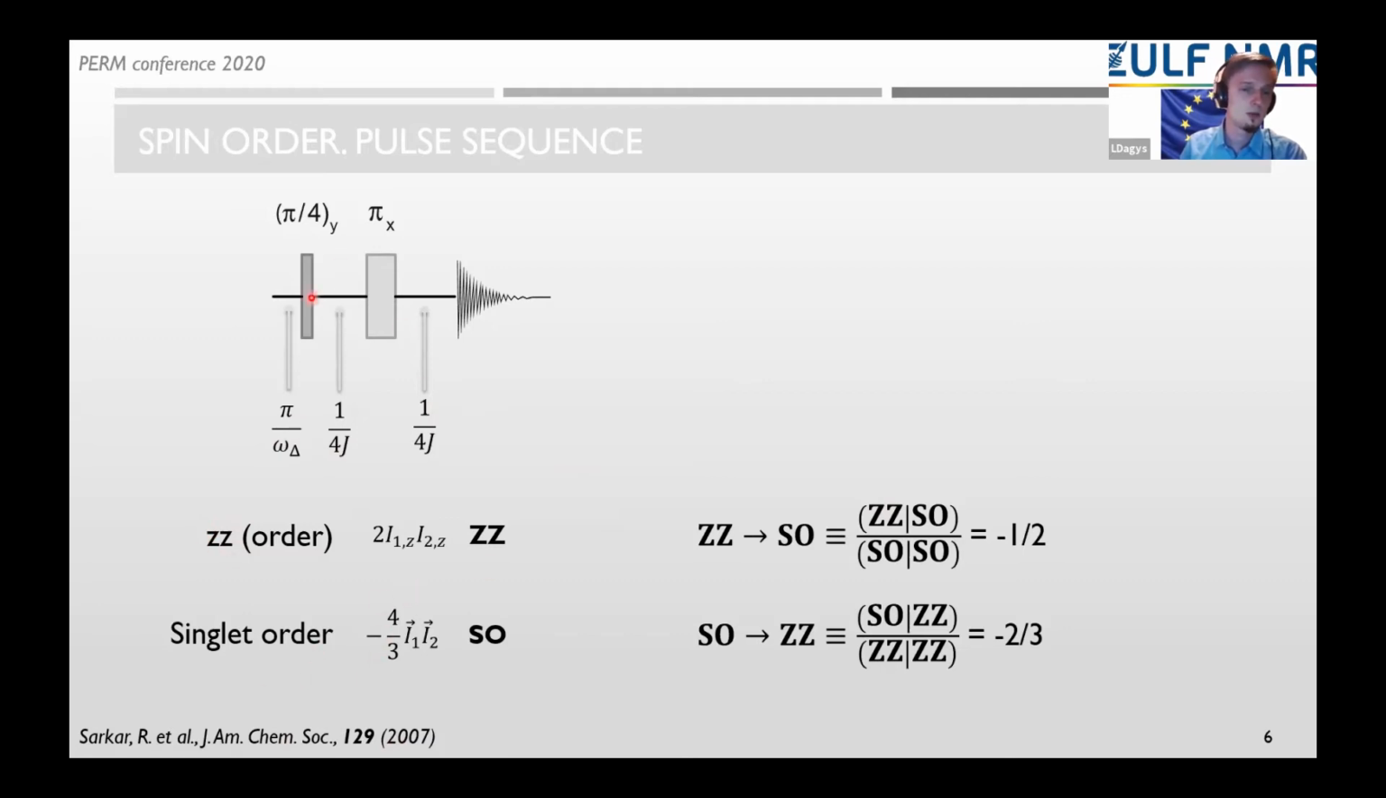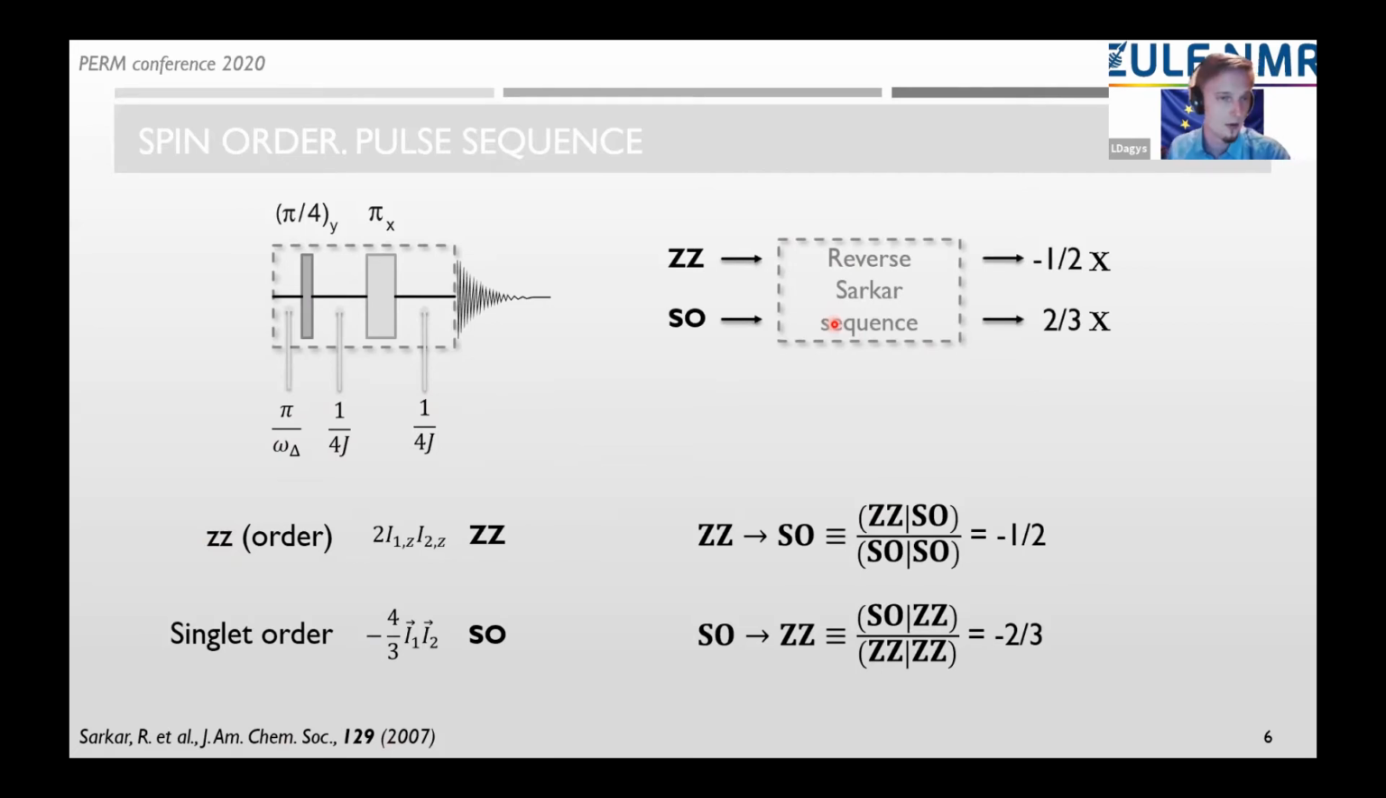So for now, I'll show you 2 pulses and some delays, but from now I'll just refer to some sort of box. We call it reverse Sarkar sequence. That just, if one would feed ZZ order or spin singlet order, would convert it into observable magnetization, with these factors. And these factors will later on be quite important, and you will see how later on.